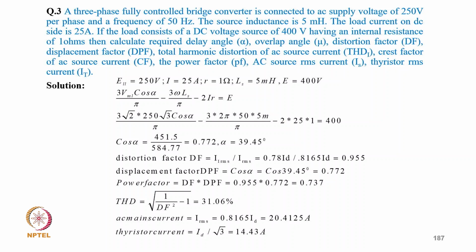Coming to example 3: a three-phase fully controlled bridge converter is connected to an AC supply voltage of 250 volt per phase and a frequency of 50 Hz. The source inductance is 5 ohm. The load current on the DC side is 25 ampere.